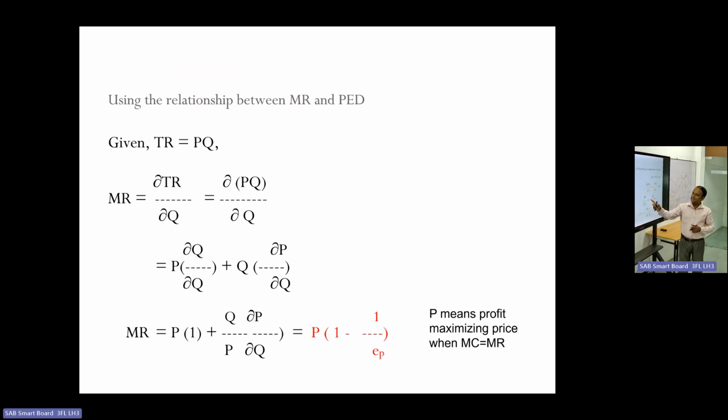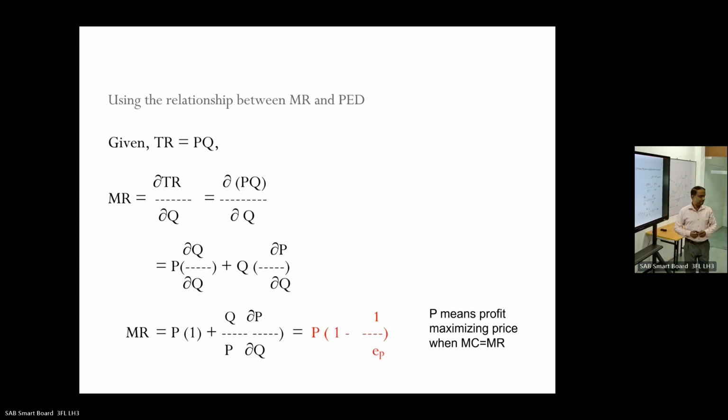Here the product rule applies the plus. And we take the second variable Q, and differentiate the price in terms of output, ∂P over ∂Q. And we have ∂Q over ∂Q, that equals 1, so they cancel out. Now we can write Q ∂P divided by P ∂Q.